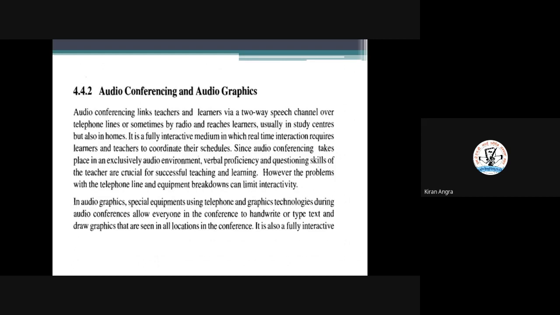And here the word audio graphics is there. What is audio graphics? They are special instruments using telephones and graphic technology during audio conferencing. In this, if I am presenting to you, you can text your messages, or you can draw some graphs, wherever your location is in the conference. Then there is a use of audio graphics. They formulate the conference like that. So, audio conferencing and audio graphics.